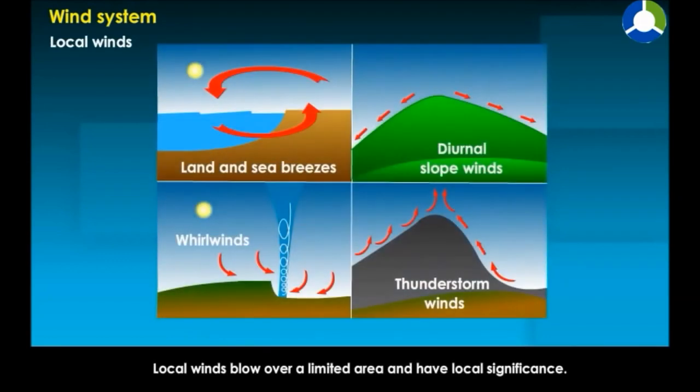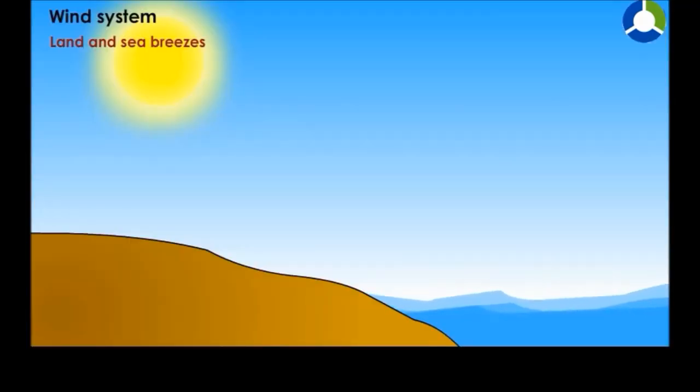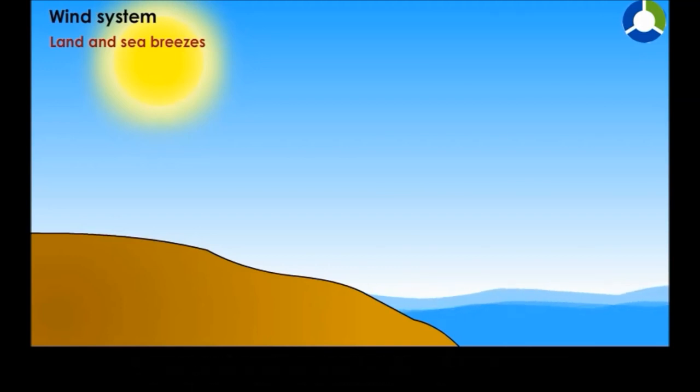Local winds. Local winds blow over a limited area and have local significance. They are of two different types: land and sea breezes, mountain and valley winds. Land and sea breezes. Land and sea breezes develop due to the difference in the rate of heating and cooling of land mass and the sea.